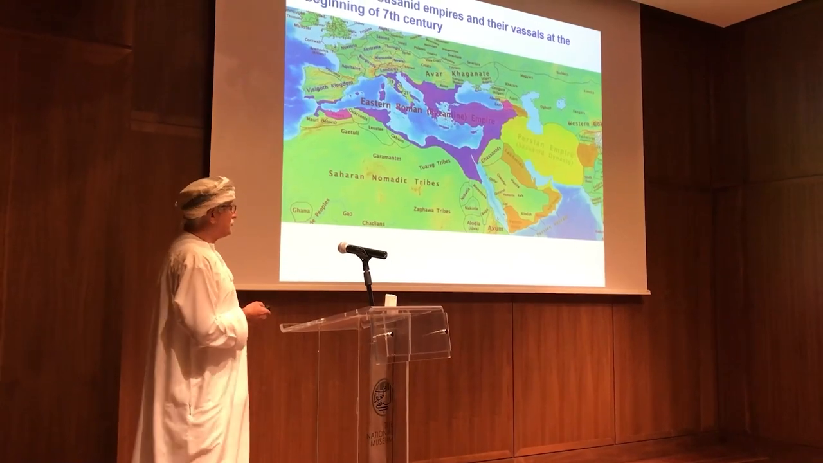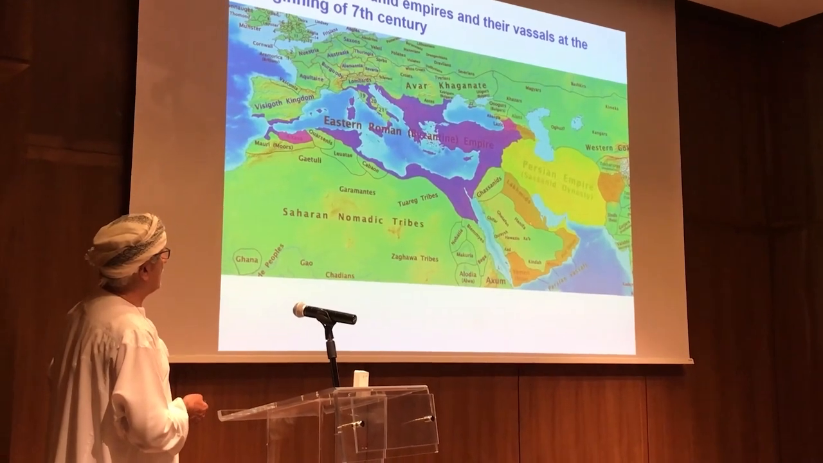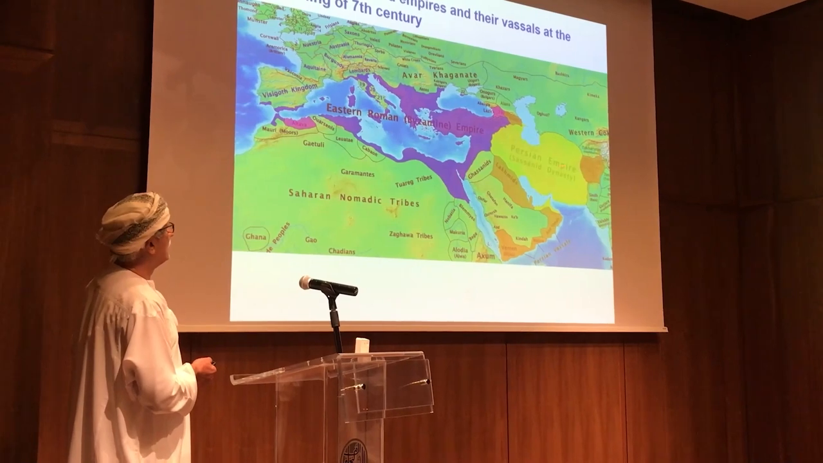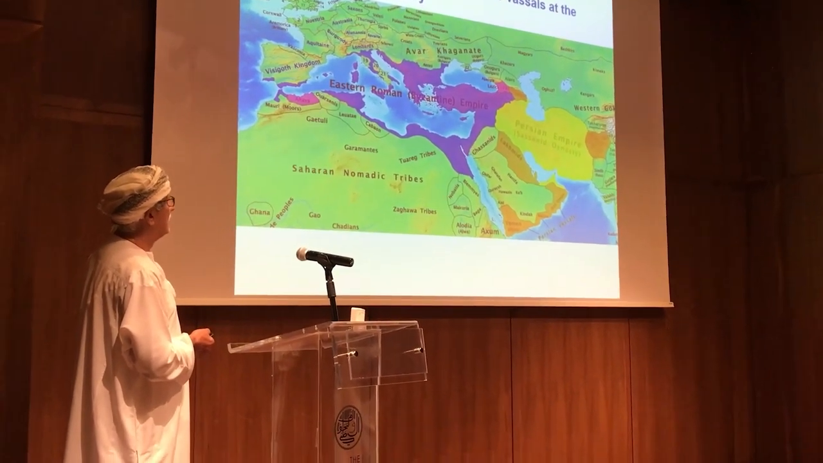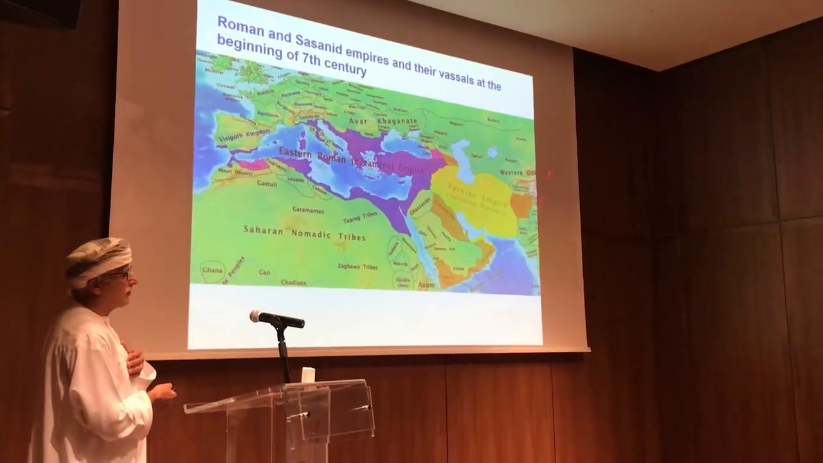So here is a map showing you both Oman here and the Indian Ocean. The North Indian Ocean was ruled by the Sassanid dynasty for over 300 years before Islam. And these were the vassals. What does vassal mean? It means that they were local governors ruling on behalf of the Sassanids. So Oman was one of them, Sindh was one of them, and other states, but they went all the way to Sindh and northern India.